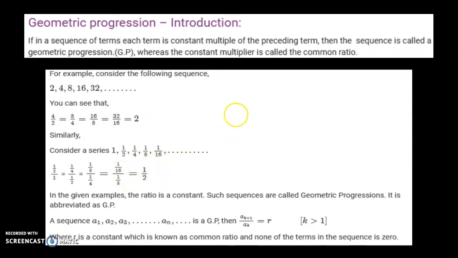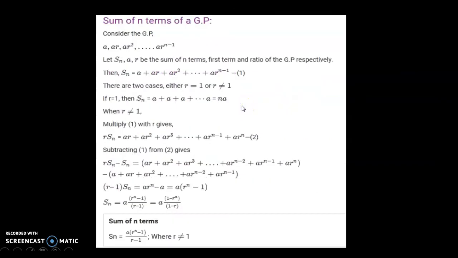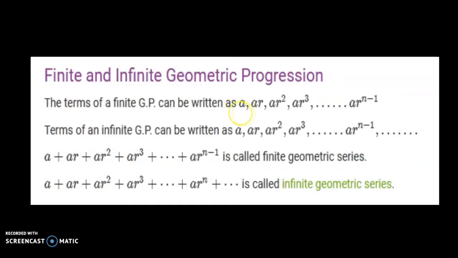So let's see the finite and infinite GP progression. So if you know the first and the last element, it's a finite GP. Let's say here you can see A is the first element, and you can see ar to the power n minus 1 is the last element, so it's a finite GP as you know the first and last. But if you don't know the last element, then it's an infinite GP, right?